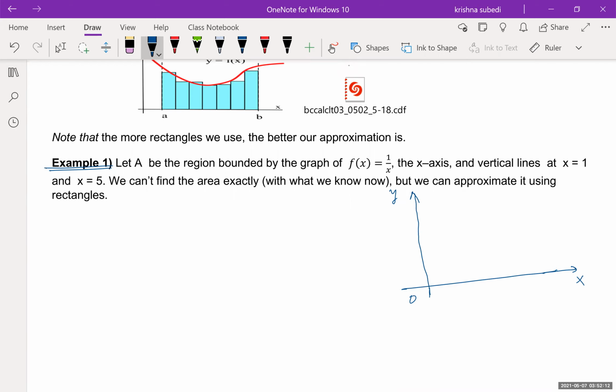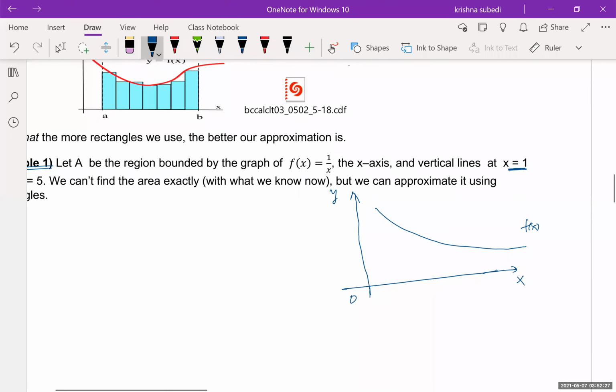Because we are interested in x equals 1 to x equals 5, our interval is 1 to 5. So this is my f of x equals 1 over x. That's the function. And let's say this is my 1 and this is 5. 1 to 5.